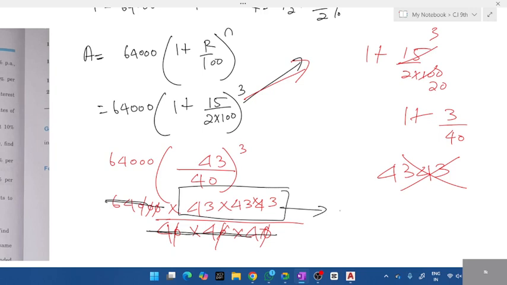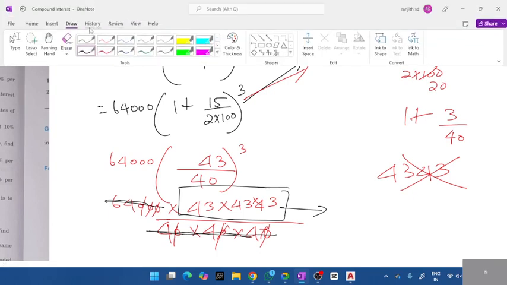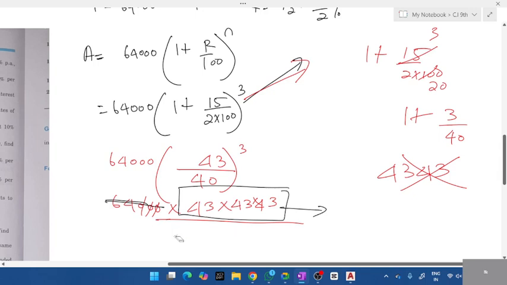Check the answer in the textbook, Abigail. Once whoever has completed, check the answer. What's the value? 43 into 3 times? Good. 79,507.